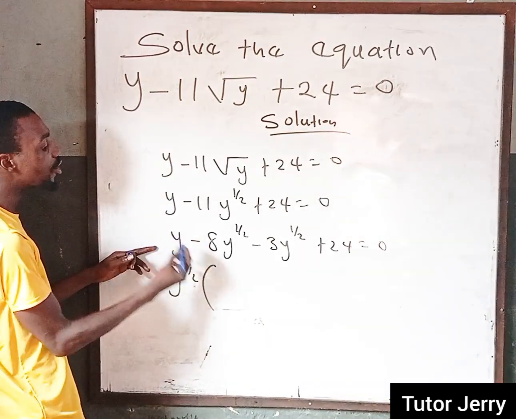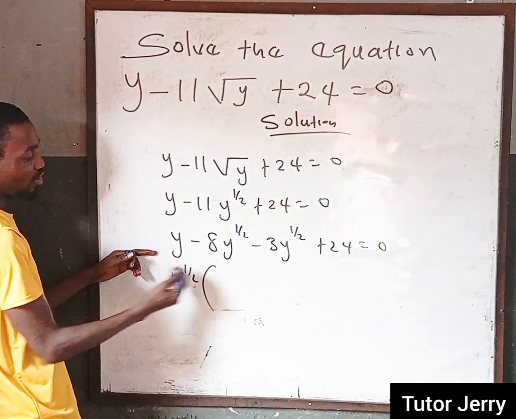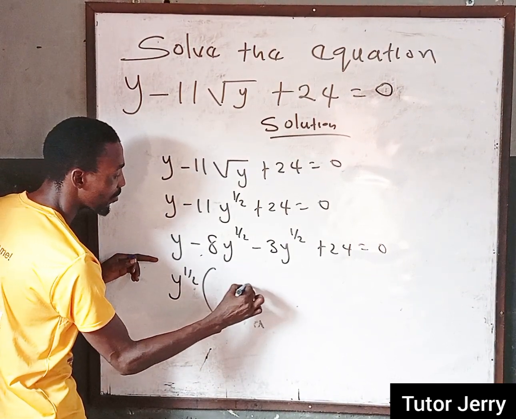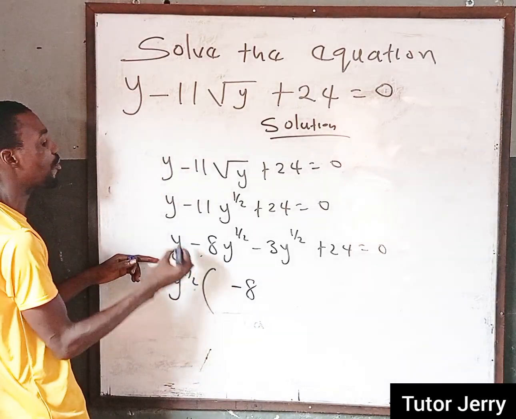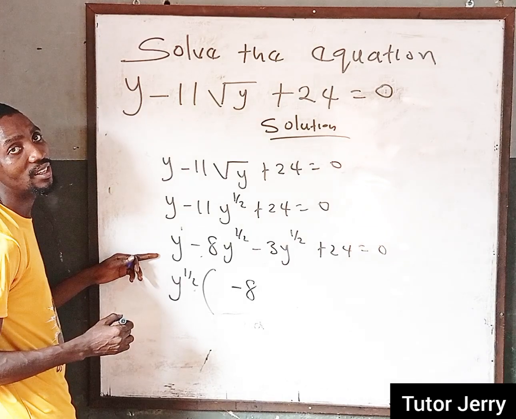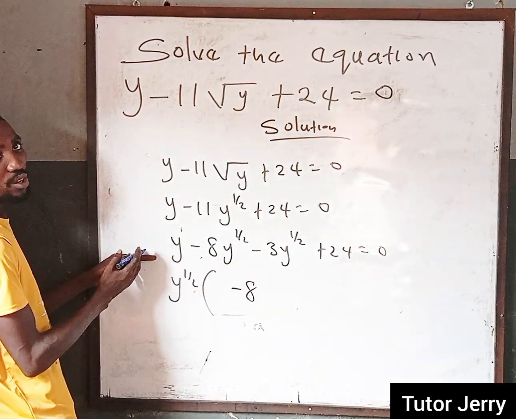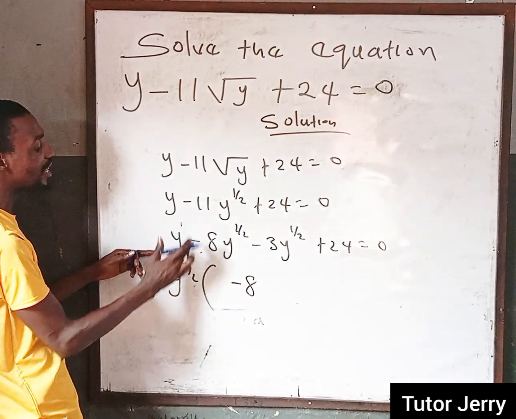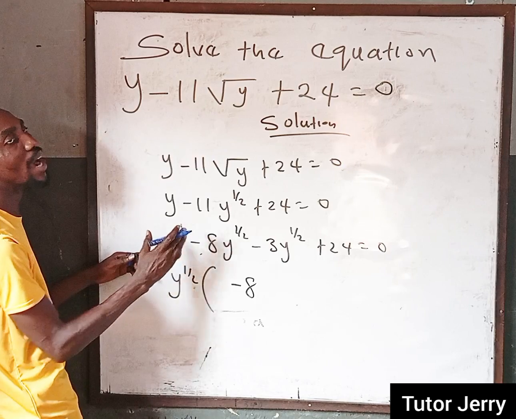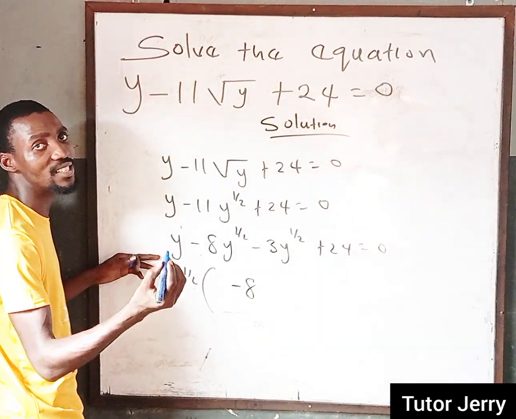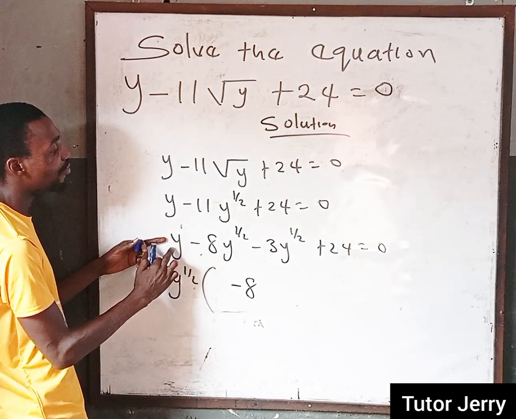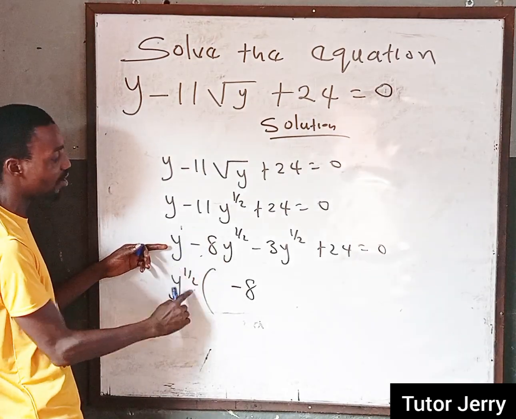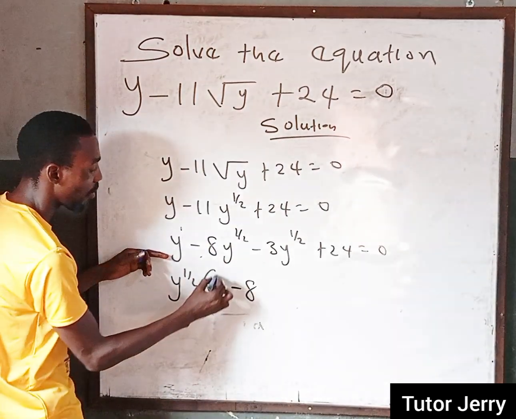We bring out y to power 1 over 2. Just here we are going to be left with minus 8. But what are we going to be left with here? Don't forget this y here is raised to power 1. Any time we factor out, it means we are actually dividing by what we factor out. So we say y to power 1 divided by y to power 1 over 2. We apply the indices: a to power x divided by a to power y is a to power x minus y. So 1 minus 1 over 2 is y to power 1 over 2.